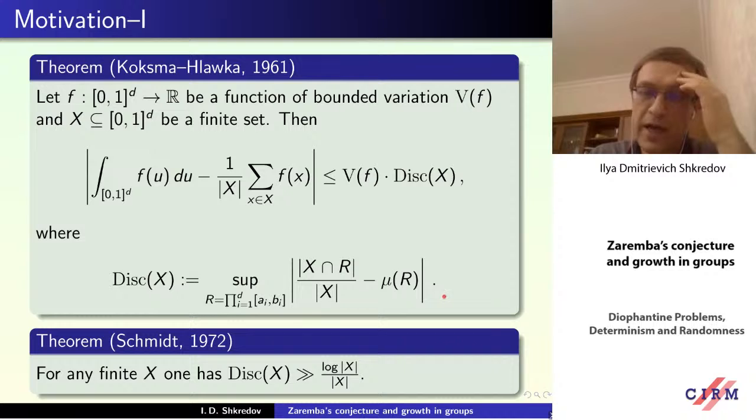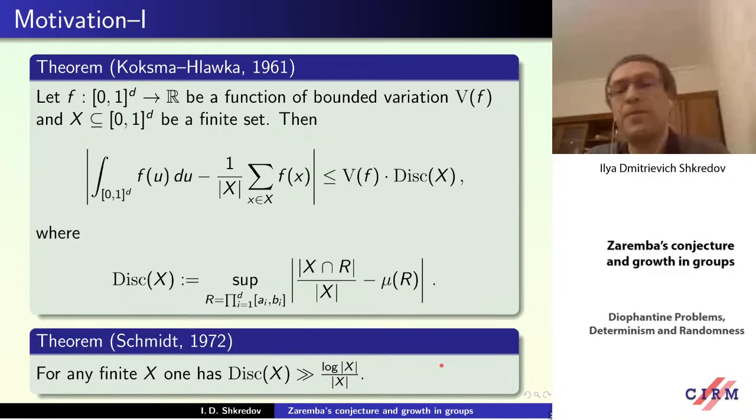So any sequence of points has a nontrivial bound for its discrepancy. So for any finite X, the discrepancy is greater than log |X| over |X|. 1 over |X| is a trivial bound, but there is this nontrivial factor, log |X|.